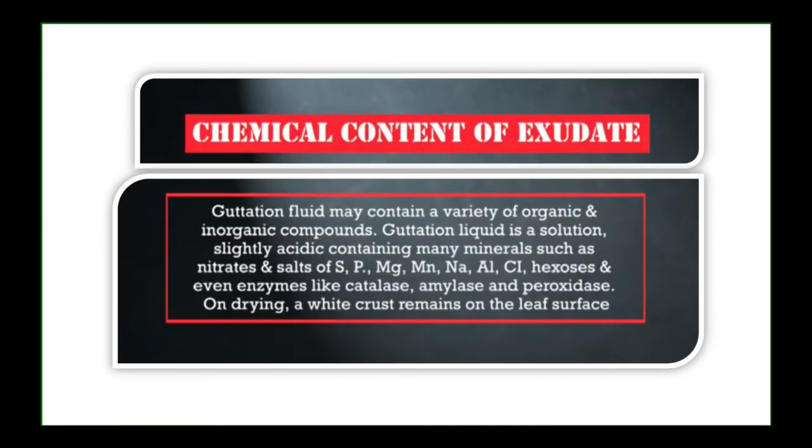Chemical contents of exudates of guttation. Guttation fluid may contain a variety of organic and inorganic compounds. Guttation liquid is a slightly acidic solution containing many minerals such as nitrates and salts of sulfur, phosphorus, magnesium, manganese, sodium, aluminium, chlorine, hexoses, and even enzymes like catalase, amylase, and peroxidase. On drying, a white crust remains on the leaf surface.